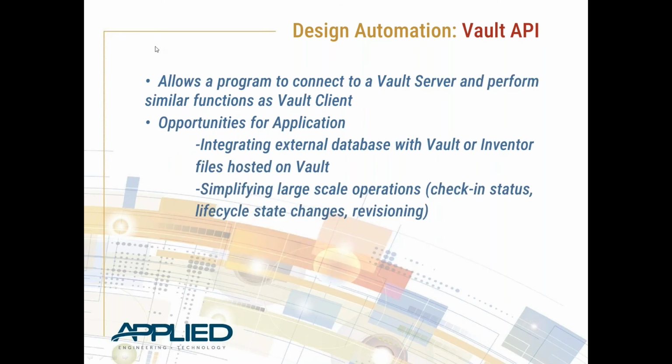And lastly, we have the Vault API, which lets a program connect to Vault server as a sort of pseudo Vault client. That includes automated programs as well. So with no UI, it can check out files, it can do life cycle state transitions, you can do revisions, you can download files from Vault, you can upload files to Vault. And this is good if you have giant batch operations and you don't want to go and click everything, or if you have an automated process that maybe needs to check out a bunch of drawings, get some data from them, and then put them back in.